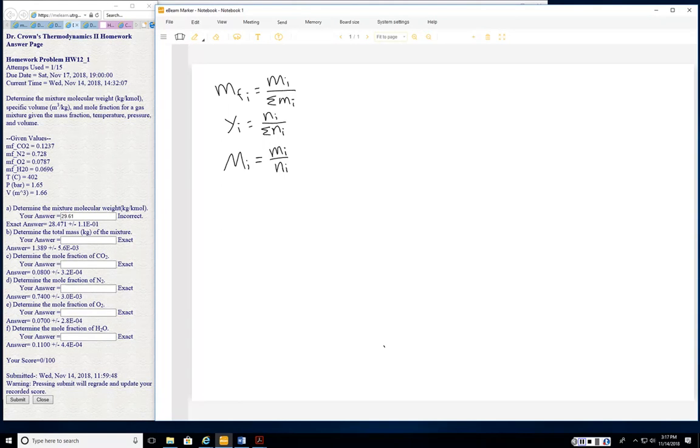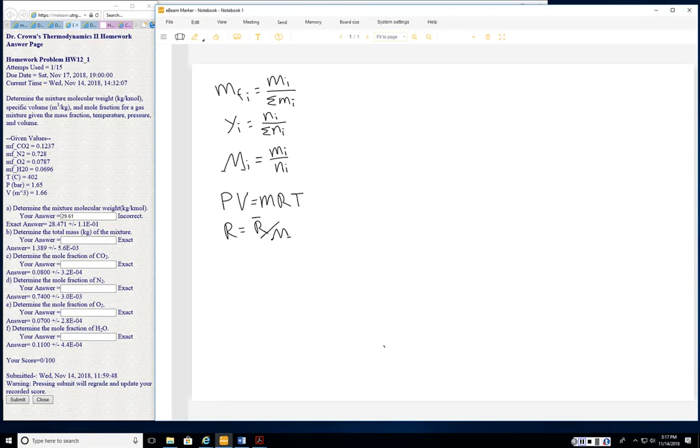You'll notice that if you sum up all the mass fractions, you'll get 1. If you sum up all the mole fractions, you'll get 1. The other concept we have is the molecular weight for the mixture, if we want to use, say, the ideal gas law, such as PV equals mRT, where we note that R equals the universal gas constant divided by the molecular weight. If we're going to use the molecular weight, we have to use the molecular weight for the mixture if we're going to treat the mixture as an ideal gas.